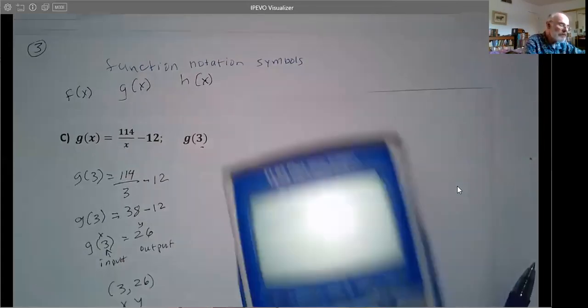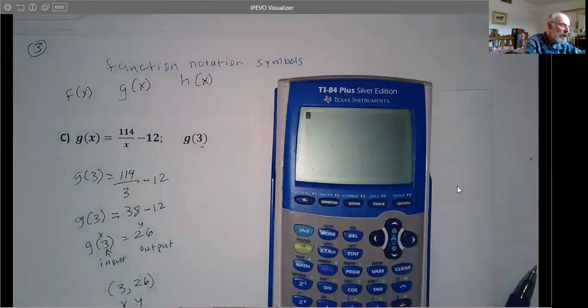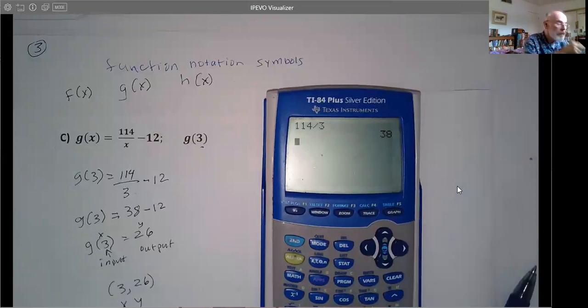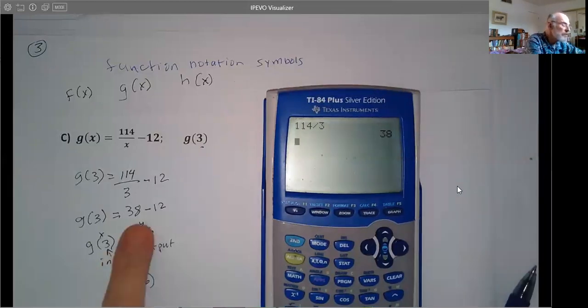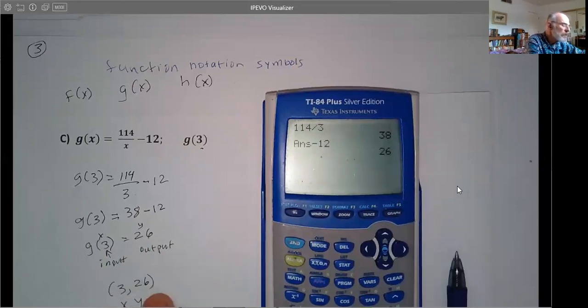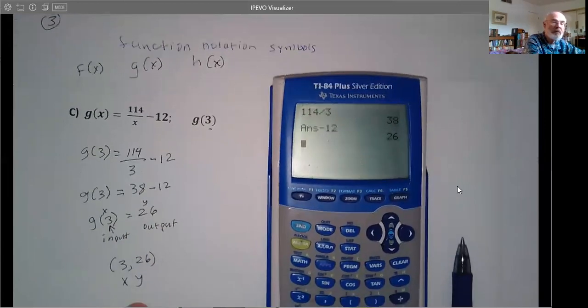Get your calculator out. So clear it. Type in 114 and divide it by, in this case, 3. And we get, as you can see, 38. And that's what we have here. So 38 minus 12 is 26. You can also subtract the 12 and hit enter, and you get the 26. And so your input is 3, your output is 26, and there's your ordered pair down at the bottom.